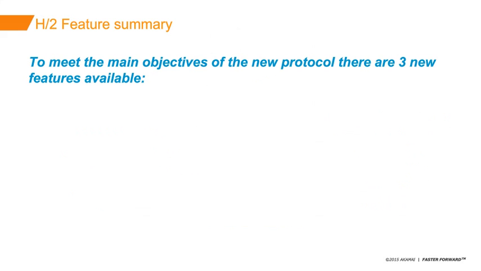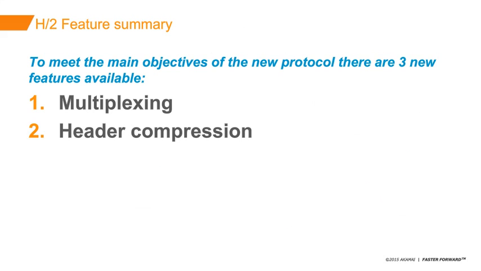In order to meet these main objectives set out for the protocol, there are 3 major features available to us today to use. The first is multiplexing, the second is header compression, and the third is use of the server push. Let's take a little bit more of a look at those in detail.